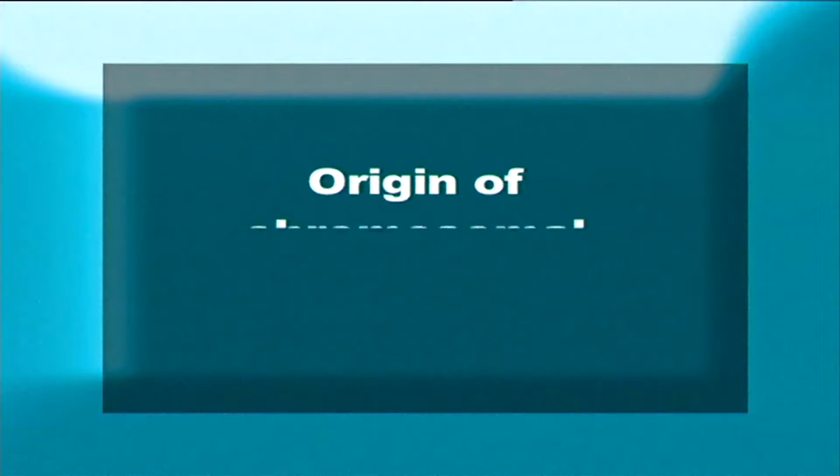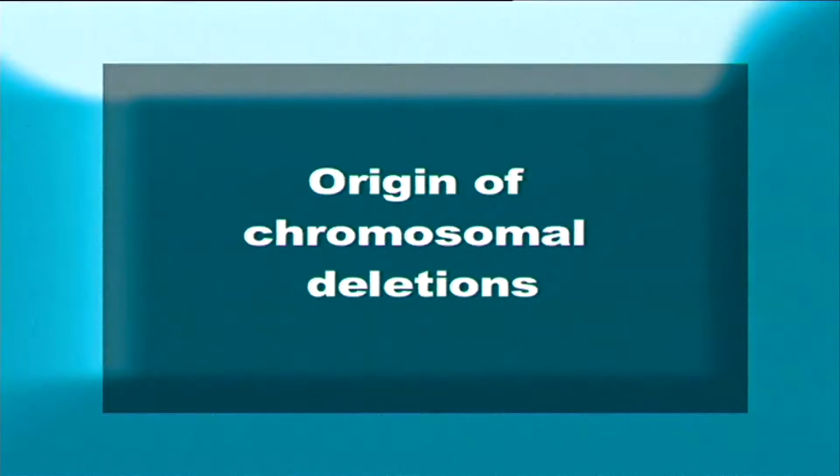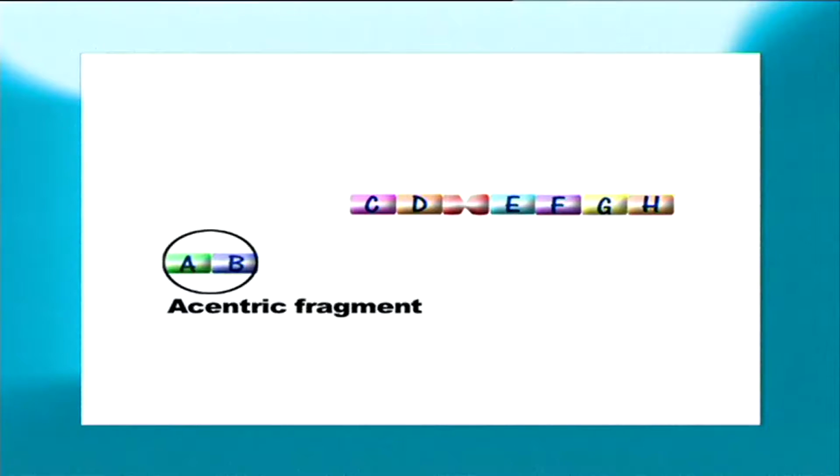Now, let us take the origin of chromosomal deletions. As far as terminal deletions are concerned, these are the simplest rearrangements, involving only one breakpoint in one chromosome. The initial event produces two pieces of chromosome material, one with the centromere and one without. The latter, termed a centric fragment, cannot go through mitosis since it has no centromere, and is therefore lost.